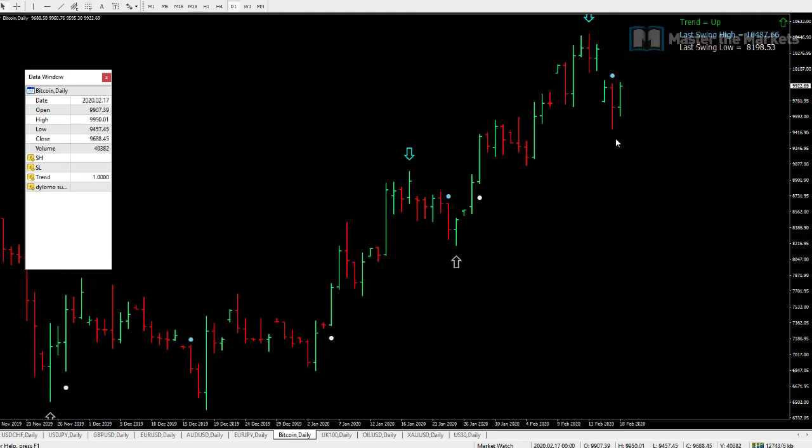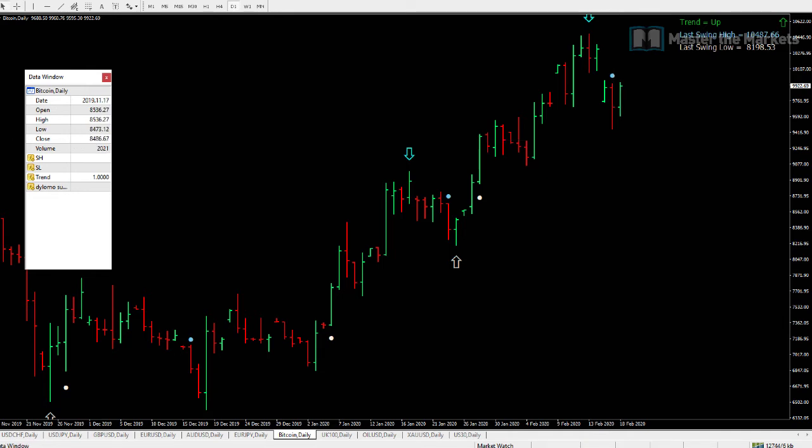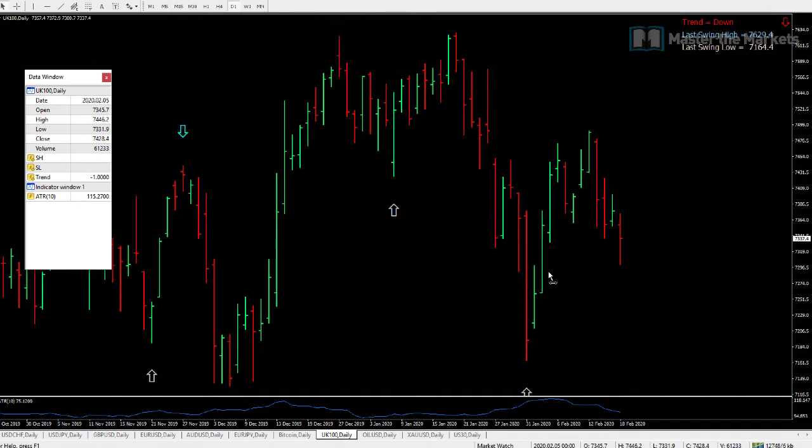Bitcoin, has it taken out? Let me just check very quickly. High 9950. This one is 9960. Yes, it has done, and that's a tick. You can see it's a typical primary bar over there. Now, FTSE, yes, it has. Highest bar over here, primary over there.